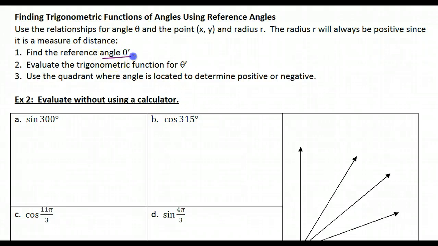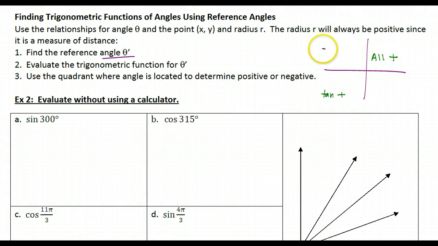Here's what we're going to do. First, find the reference angle. And then we're going to evaluate the trig function for that reference angle. And then based off the quadrant, we're going to determine if it is positive or negative. Look back to your unit circle to think about where sine, cosine, and tangent are all positive. Remember, quadrant 1, all of them were positive, sine, cosine, and tangent.